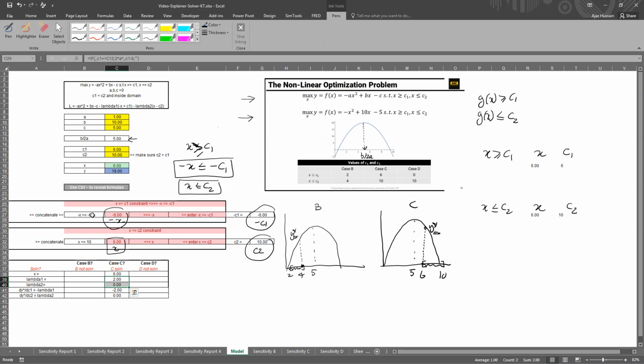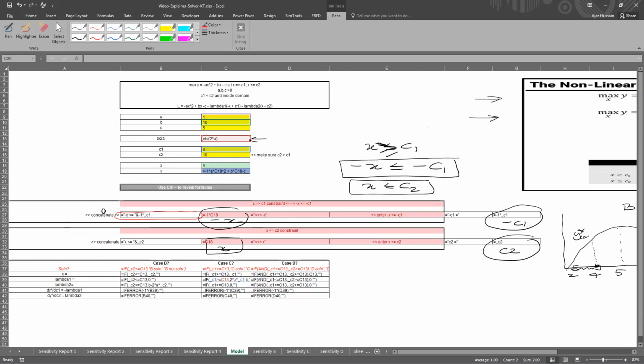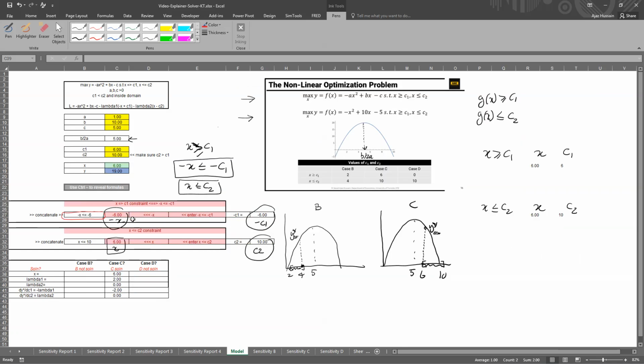So you put the label right here, and if you use the control tilde command, you can see that I've used concatenate, which means you should look at this formula. So what I've done is I've actually taken minus x less than or equal to, and I have clicked on minus C1. So it tells you that this is the label that's going to show up in the sensitivity report. This is the value, and so that's exactly what you see over here. You get a nice looking report.